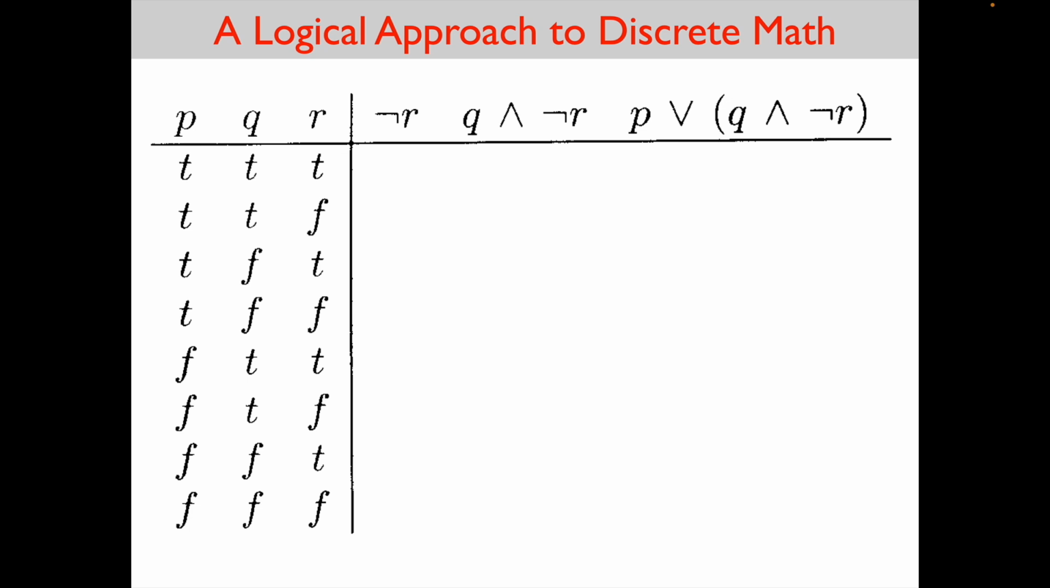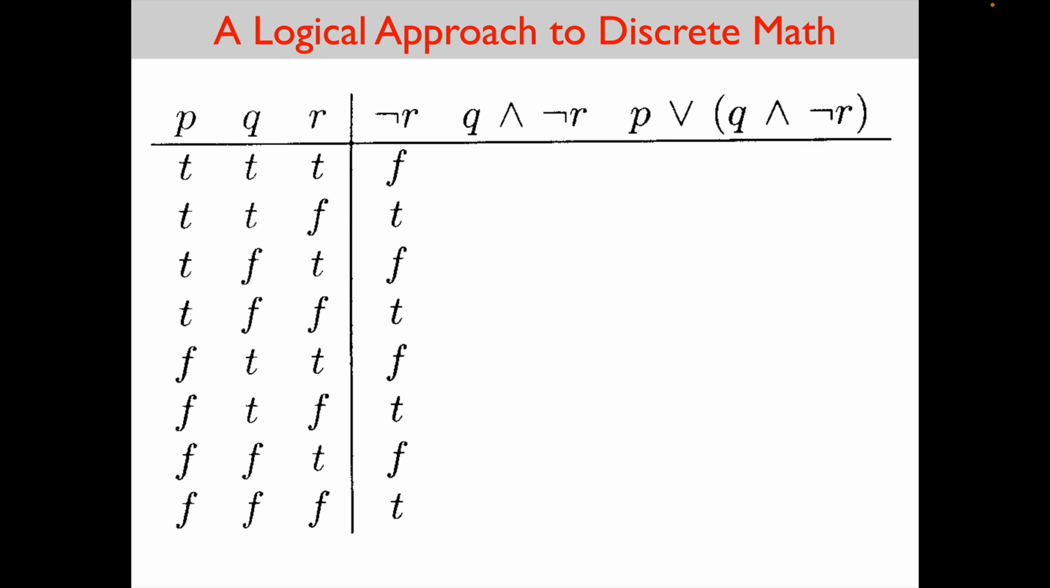Well, if you negate that, what do you get? Can you anticipate what you would get? Wouldn't it be this? False, true, false, true, false, true, false, true. Are you with me? Now, how do you do the next column, Q and not R?